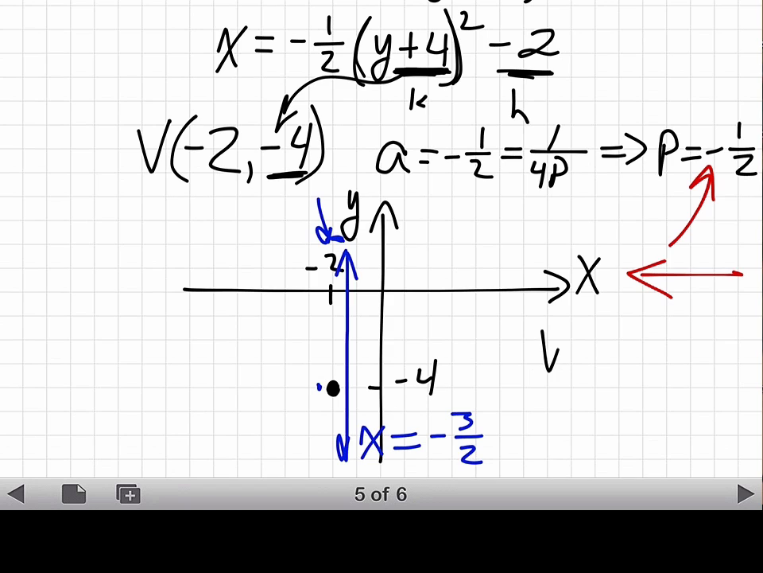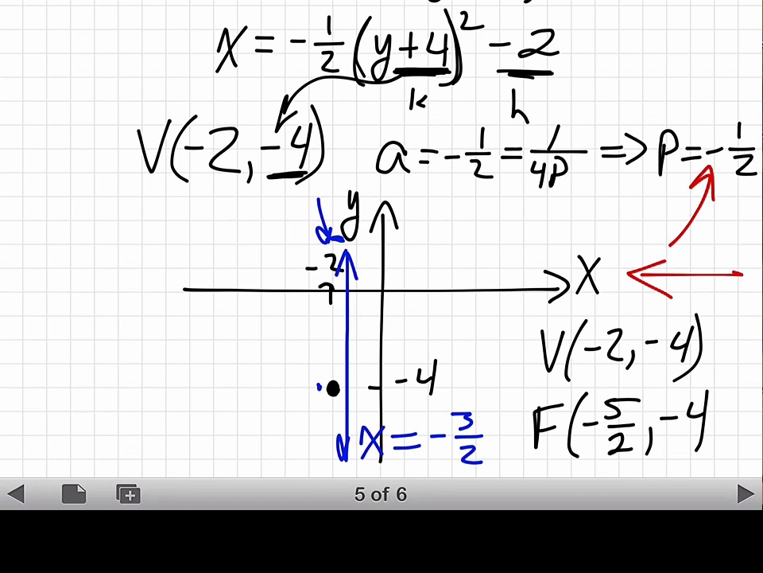For bookkeeping, let's write down that the vertex has coordinates -2 and -4. And then for the focus, from -2, we're 1/2 a unit to the left. That would be -2.5 if you want. I'm going to call that -5/2. And then the y value is -4.